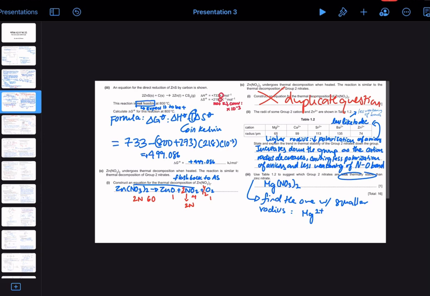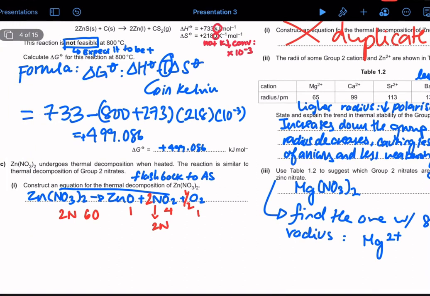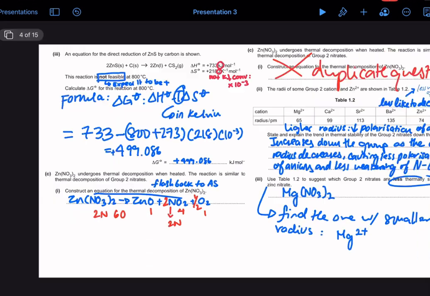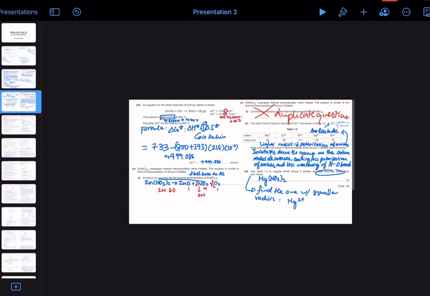Question C. Zinc nitrate undergoes thermal decomposition when heated. The reaction is similar to thermal decomposition of group 2 nitrates. This one, you can flash back to AS, we already memorized it, right? In the thermal decomposition of nitrates, you will obtain an oxide, nitrogen dioxide, as well as half an oxygen molecule. Make sure to actually balance the equation as well. It is very important that you don't miss that out.